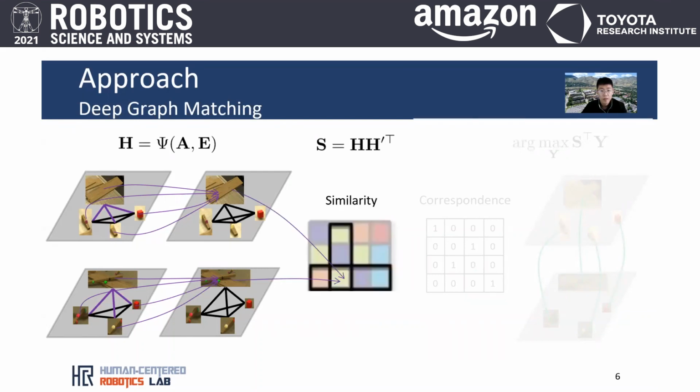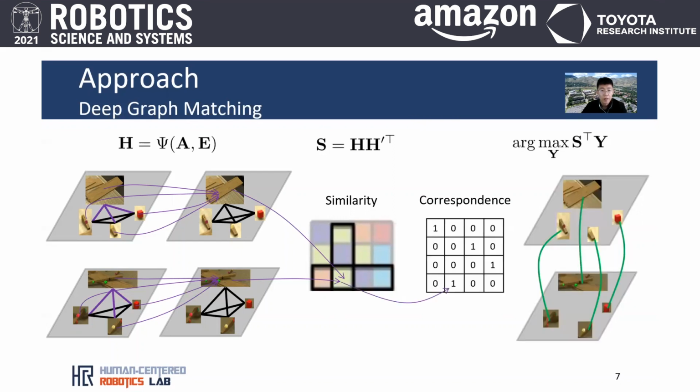Given the local embedding of the objects, we then calculate the similarity matrix, which encodes the similarities of pairs of objects in different observations. And given this similarity matrix, correspondence identification is formulated as a graph matching problem. In the final correspondence matrix, the element 1 denotes the correspondence, otherwise the element equals 0.